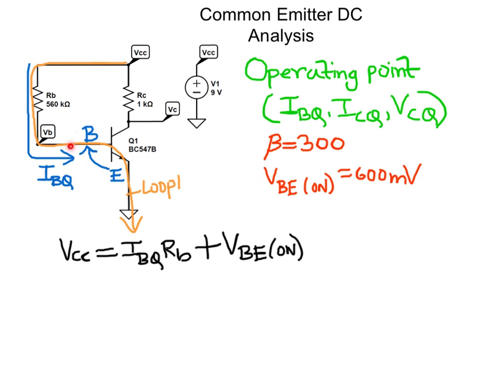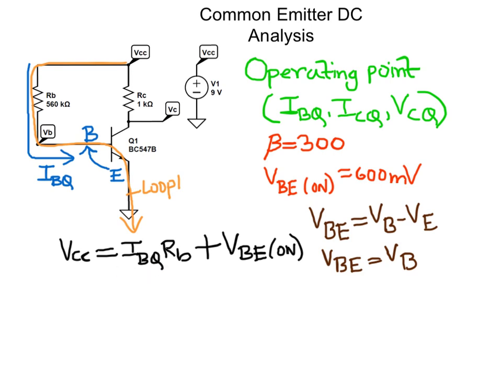I have mentioned that the base voltage is equal to VBE on. That is because the emitter is grounded. We can write VBE as VB minus VE. Since VE is equal to 0, VBE equals VB. So VB takes the value of VBE on.